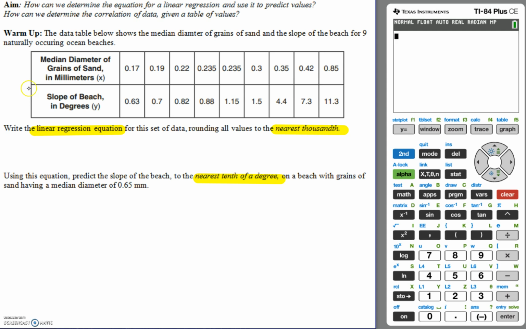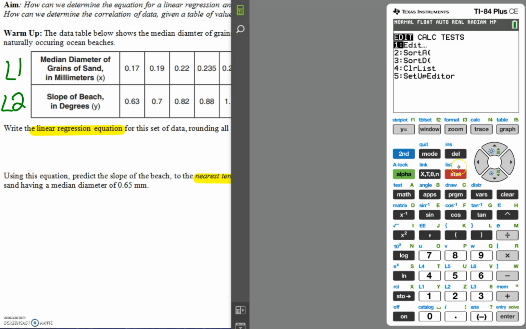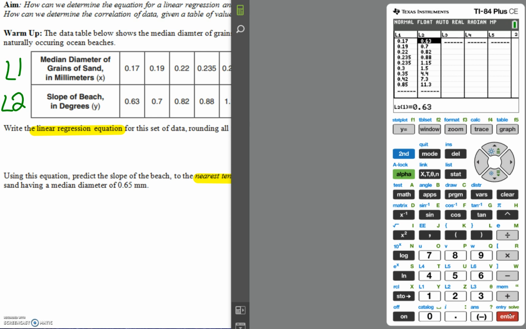So with any problem that tells you to write a linear regression equation, we want to use our calculator and the stat feature. So in L1, we're typing in our x values. In L2, we're typing in our y values. To save time, I already typed in that information. When I hit stat edit, you'll see that all my values are there. Just a reminder, you need to use every single value that they give you in your table, or your equation will be affected.